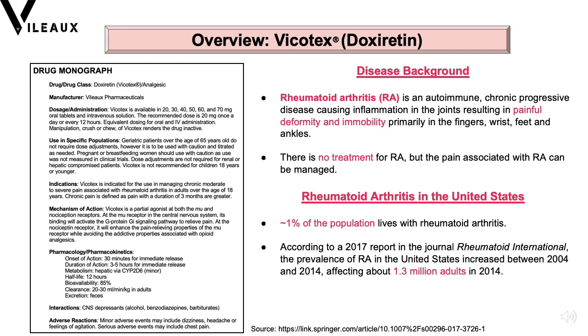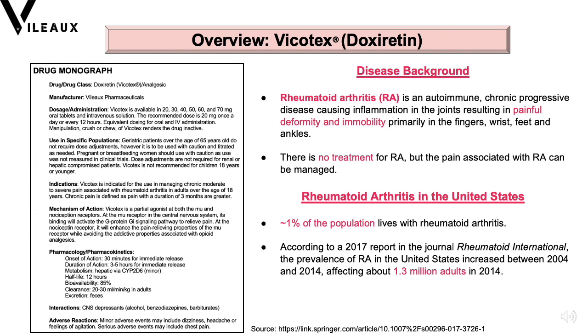Vicodex is indicated for the use in managing chronic, moderate to severe pain associated with RA in adults over the age of 18 years, where chronic pain is defined as pain with a duration of 3 months or greater. The mechanism of action of Vicodex is a partial agonist at the mu and nicotinic receptors. At the mu receptor in the central nervous system, its binding will activate the G protein Gi signaling pathway to relieve pain. At the nicotinic receptors, it will enhance the pain-relieving properties of the mu receptor while avoiding the addictive properties associated with opioid analgesics.